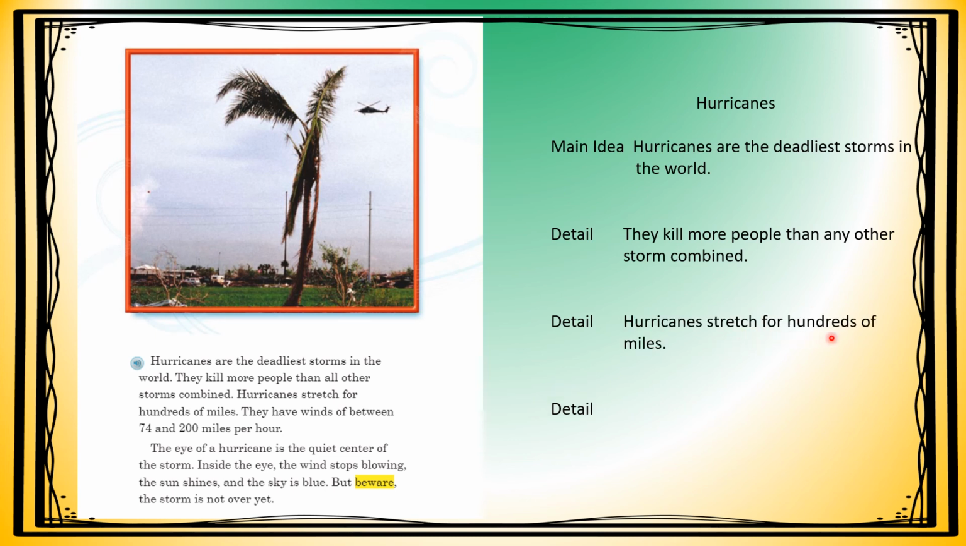Hurricanes stretch for hundreds of miles. Does that support that they're deadly? Absolutely, it does. Now let's go to the third sentence. They have winds between 74 and 200 miles per hour. Does that support the main idea that hurricanes are the deadliest storms in the world? It absolutely does, boys and girls, because 200-mile-an-hour winds are very, very deadly.